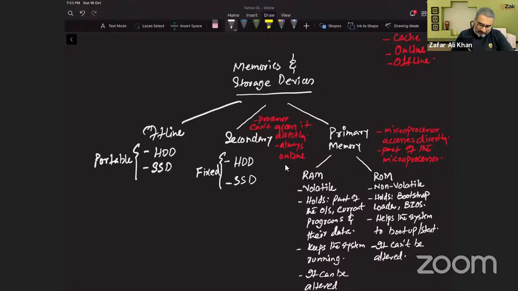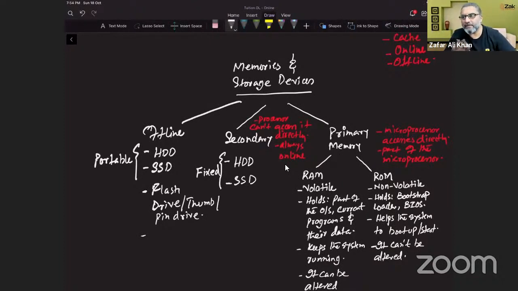All right. And then you have got flash drive. Sometimes you call it thumb drive. Sometimes you call it pin drive. Okay. USB flash drive. USB drive is not the right word. Either you make it flash drive, thumb drive, pin drive, or USB flash drive. Okay, just USB drive is not the right word.